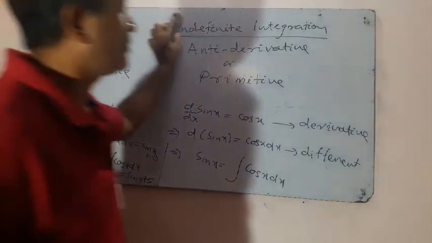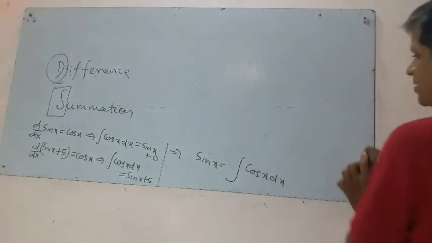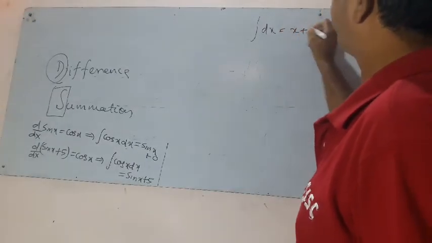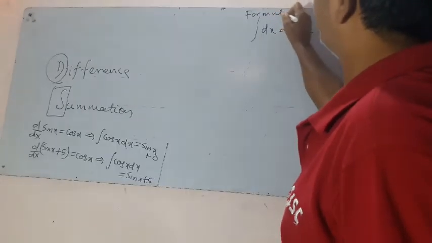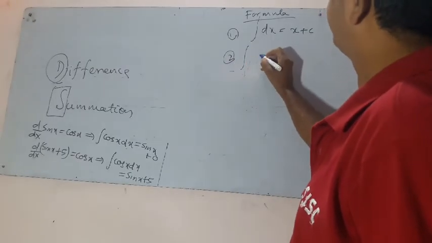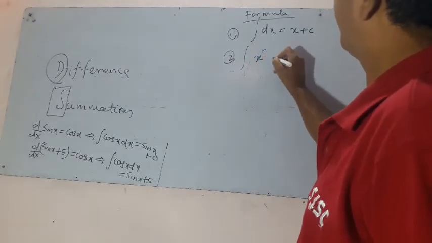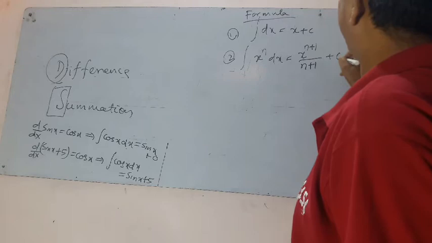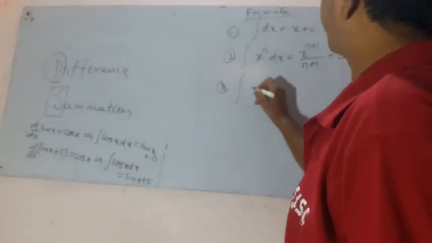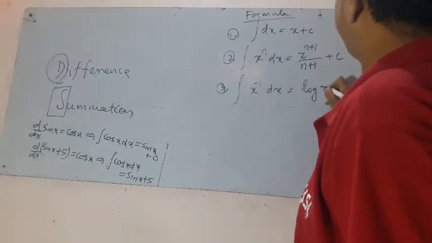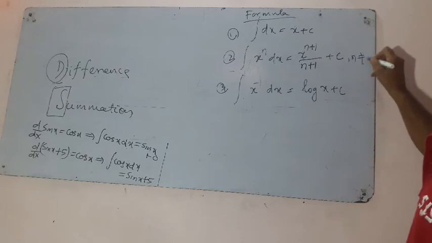Now we go for the formula of integration. Formula first: integration of dx is equal to x plus c. Second: integration of x to the power n into dx is x to the power n plus 1 by n plus 1 plus c. Third: integration of x to the power minus 1 into dx is equal to log x plus c. Here n is not equal to minus 1.